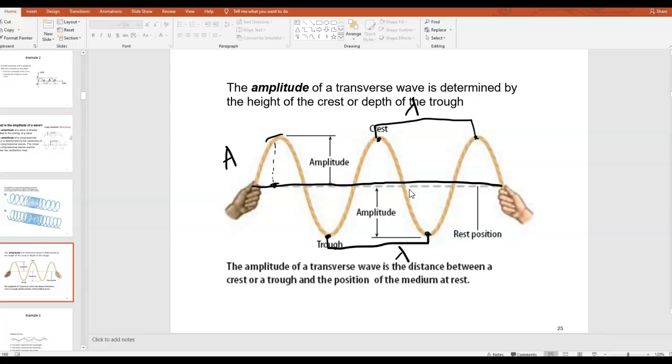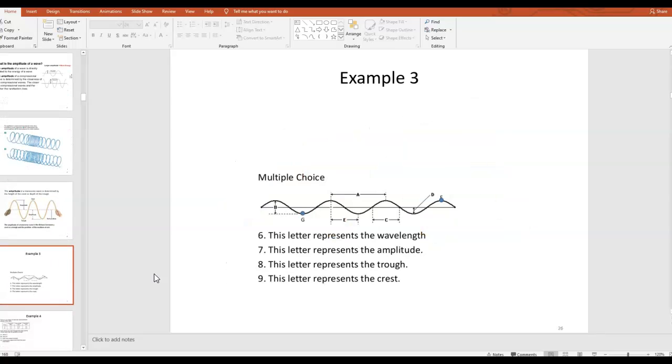Okay, so those are the different parts of a transverse wave. Now pause it here if you need to, and then we're going to do a couple more examples. Okay, so example 3.